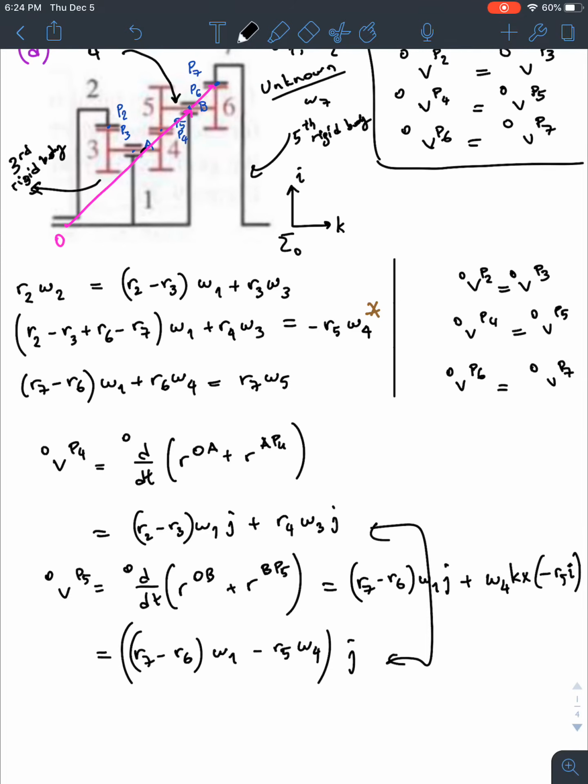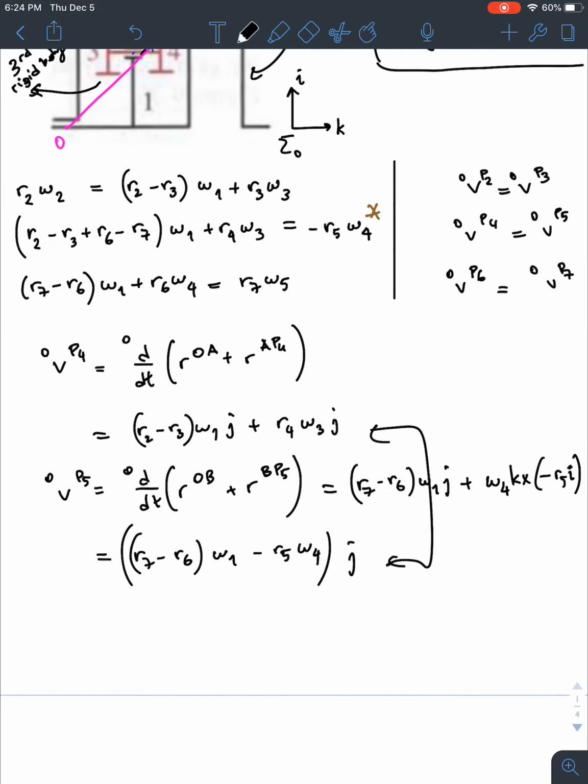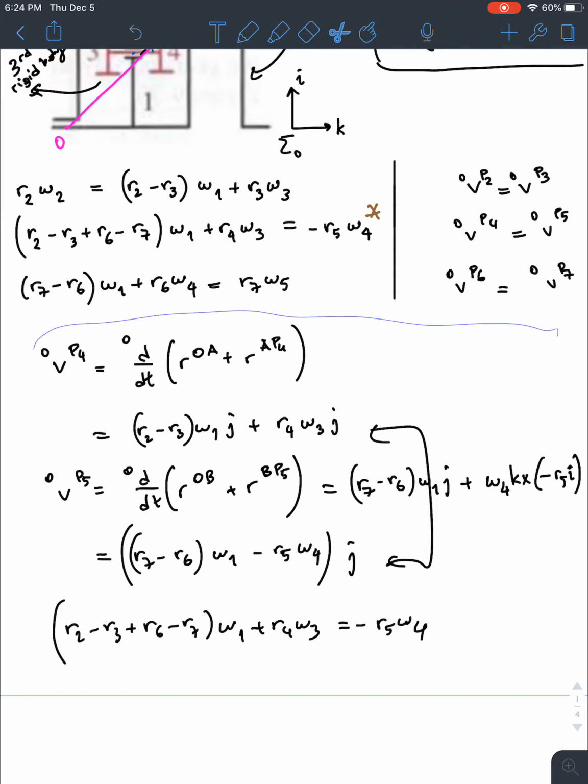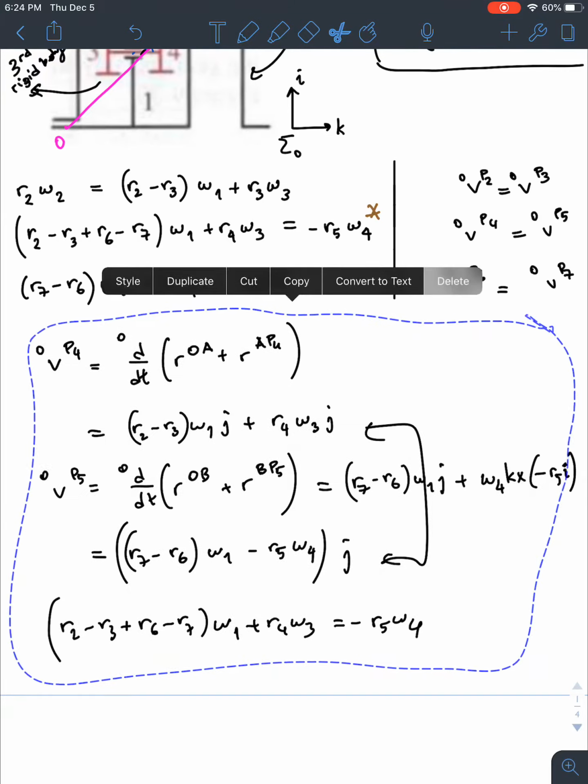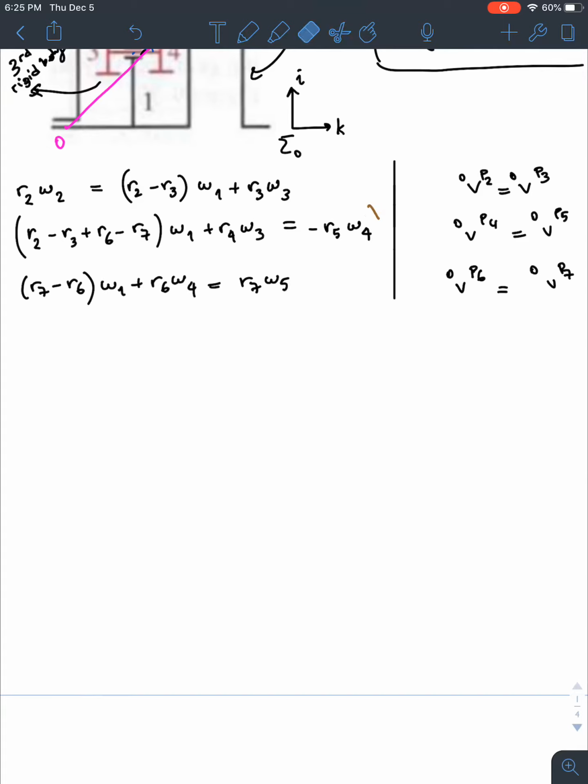So I need to equate these, and when I equate them and put the omega 1 terms on the left hand side as I did before, I get r2 minus r3 plus r6 minus r7 omega 1 plus r4 omega 3 equals minus r5 omega 4, which I hope is the asterisk equation. Okay, indeed it's correct. Okay, sorry about that minus mistake. But the equations that we have on the board after I delete these are correct, and I can now erase that.